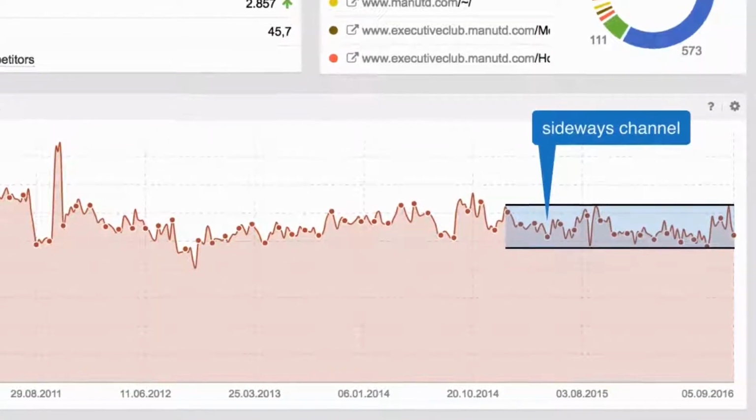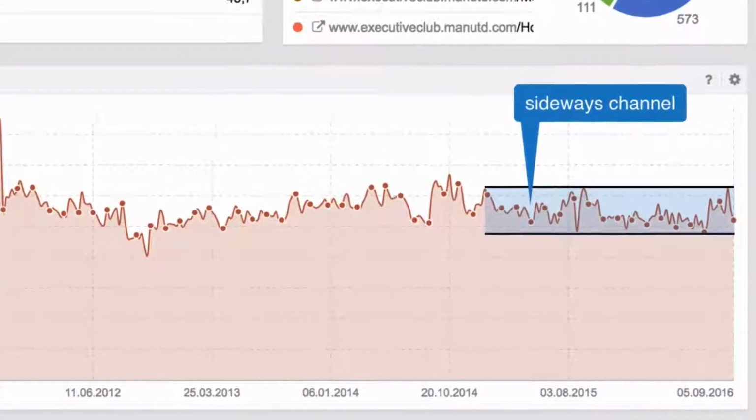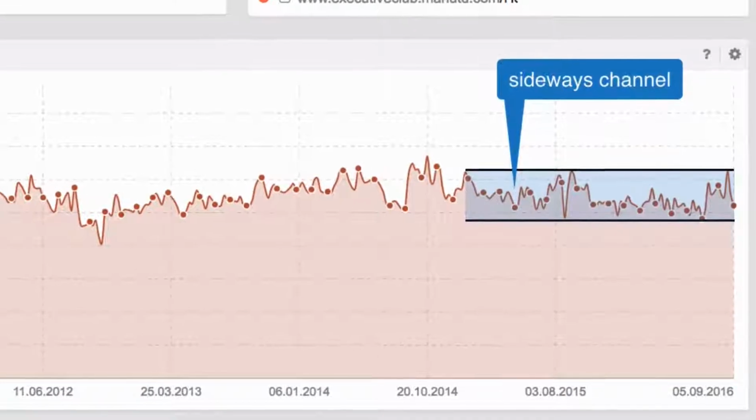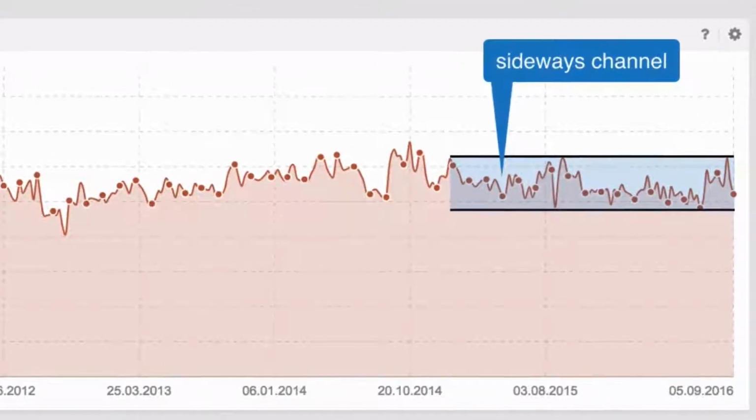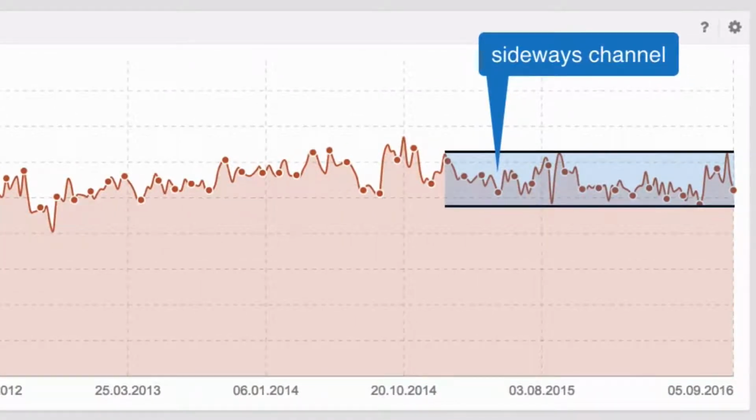Another reason for a sideways trend is when you are the SEO leader within a segment, where you also have good rankings for strongly contested keywords. There is an upper limit of the visibility you can reach within a segment, and at a specific point, there is simply no more room for big growth rates up top anymore.